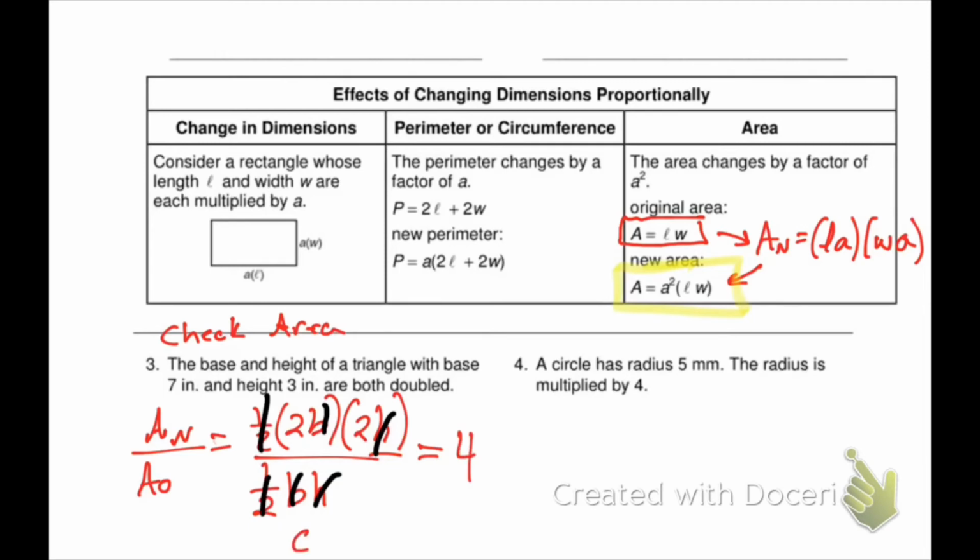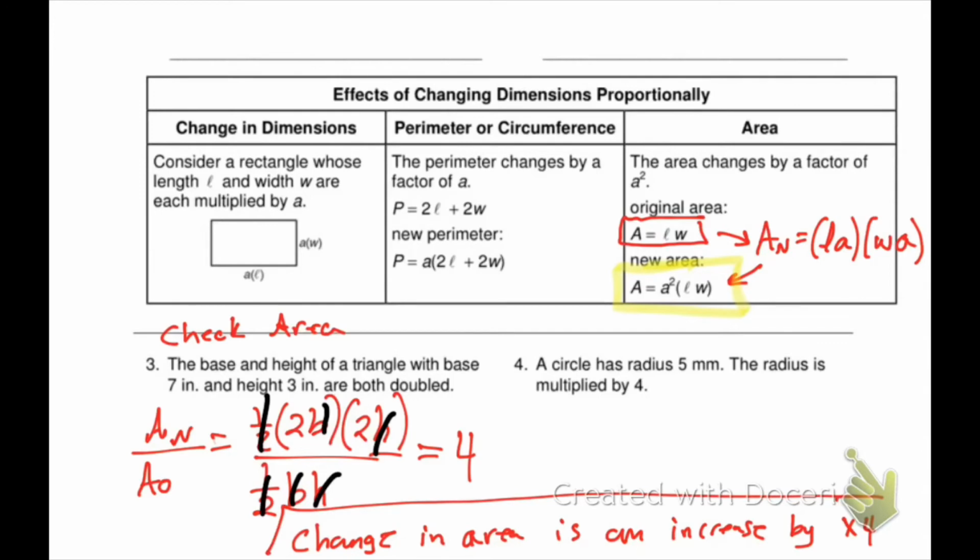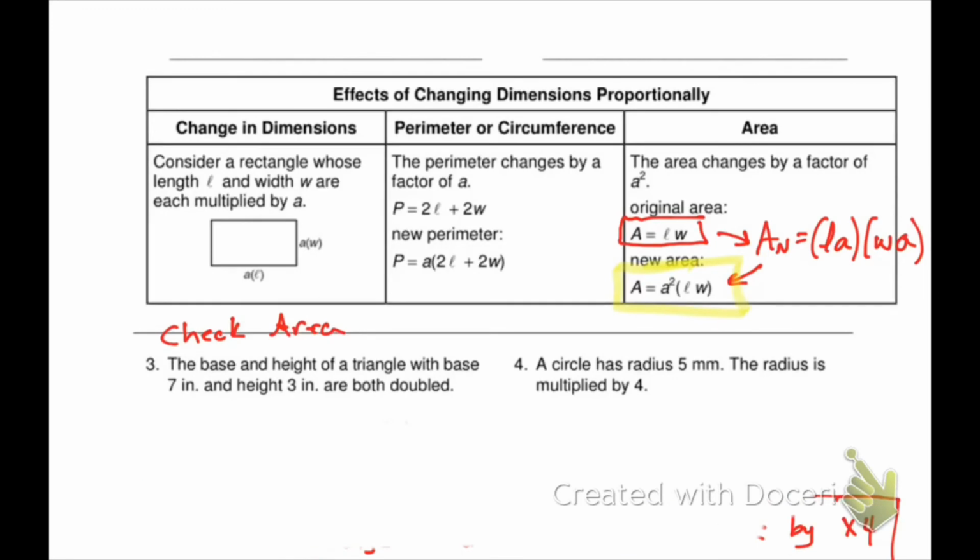So the change, your solution, change in area is an increase by a factor of 4. So the new area is 4 times the original area. Now let's do it the way I started doing it. Kind of messed up there.